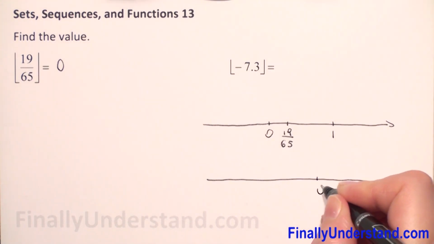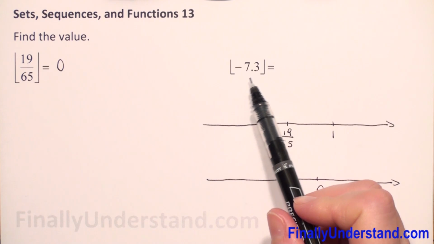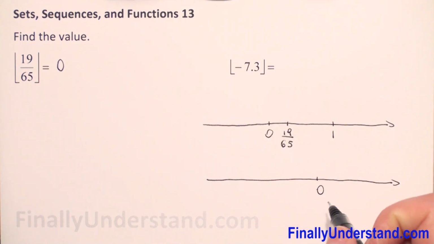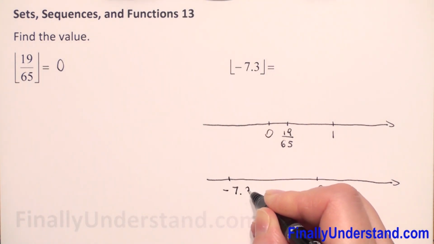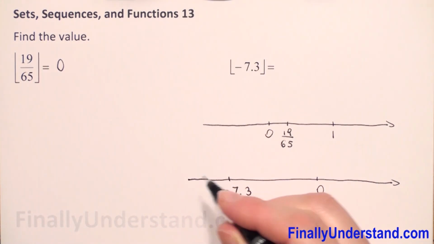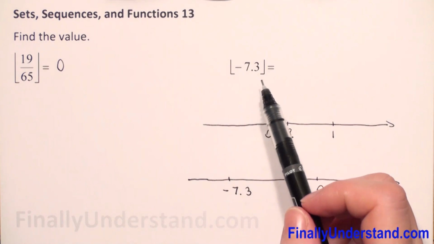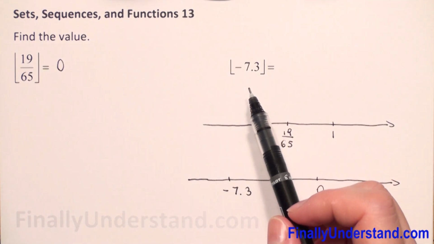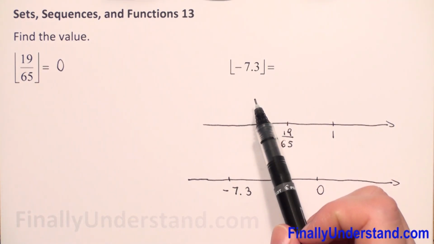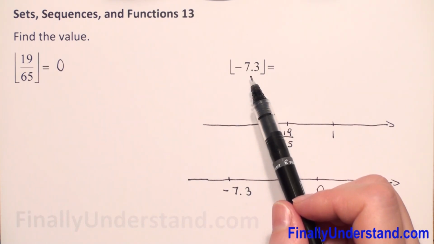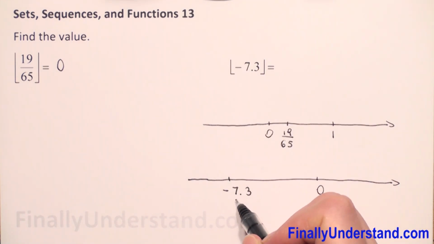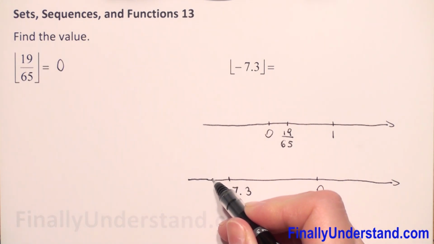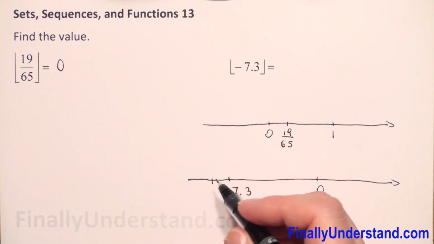We have 0, and negative 7.3 is on the left side of 0. Let me put this here, negative 7.3. And when we have to find the floor of a number, it means we have to find the largest integer less than or equal to this number.